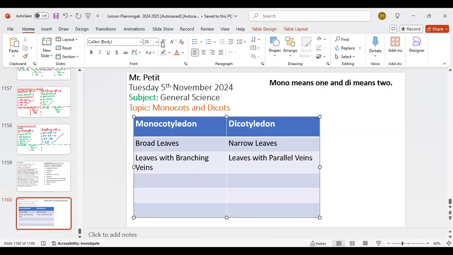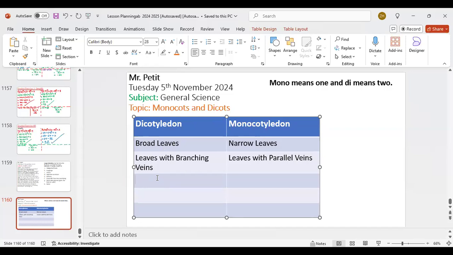Wait a minute. I'm sorry. This is for di. This is for mono. The diagram is written incorrectly. Dicotyledon is with the broad leaves and branching veins. So switch the heading for me. Dicotyledon is broad leaves and branching veins, and monocotyledon is narrow leaves and parallel veins. Please switch the heading. Put the dicotyledon on the left and the mono on the right. Okay, I apologize for that.